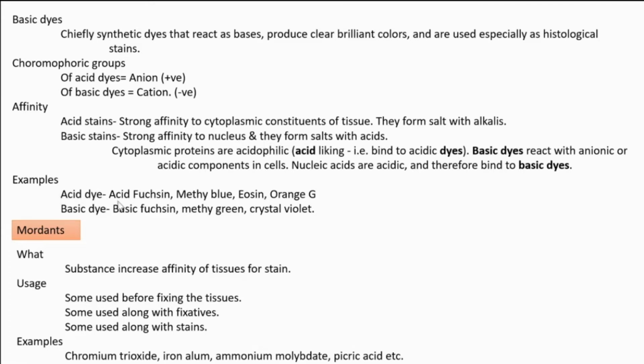Examples of acid dyes are acid fuchsin, methyl blue, eosin, orange G. Basic dyes include basic fuchsin, methyl green, crystal violet.